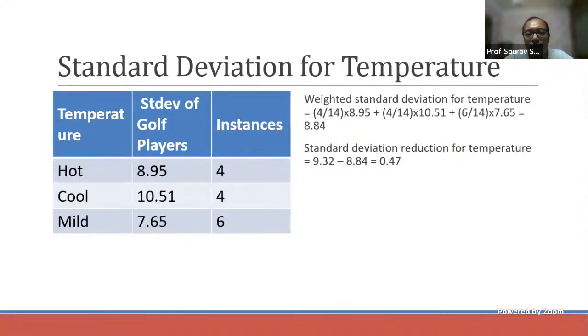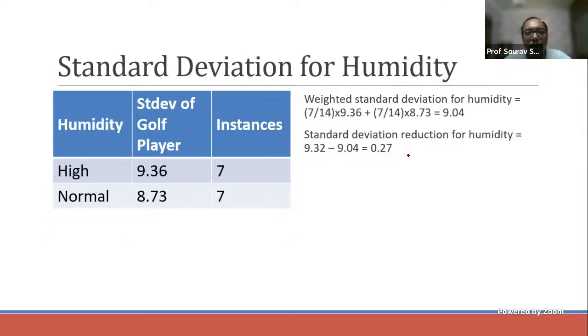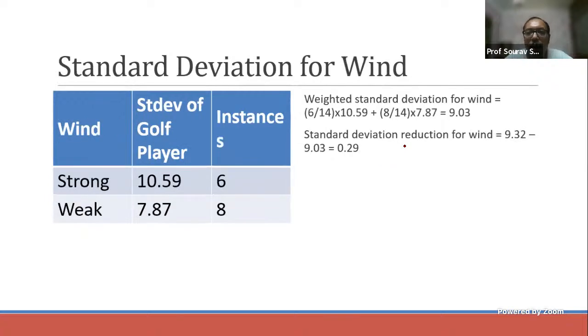So this is for the temperature: hot, for instance 4, cool 4, mild 6 instances. So 4 by 14, 4 by 14, 6 by 14 into these values, 3.95, 5.65, and so on, and I'm getting 0.84 as the reduction for the temperature part. The same I'll do for humidity, 0.27, and for wind, 0.29. Once that is done, we have to compare the reduction in impurity, the reduction in the standard deviation, or if you have used variance, the reduction in the variance.